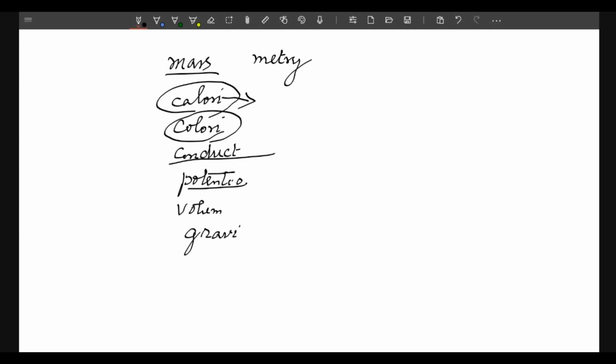In volumetric analysis, you are measuring the volume of the reactants necessary for reaching the end point, so we call it volumetric. And what is gravimetry? Anybody? What is gravimetry? In gravimetry, you are estimating the solution by calculating which parameter? By calculating the mass, the weight of the substance you have precipitated. Then we call it gravimetry.